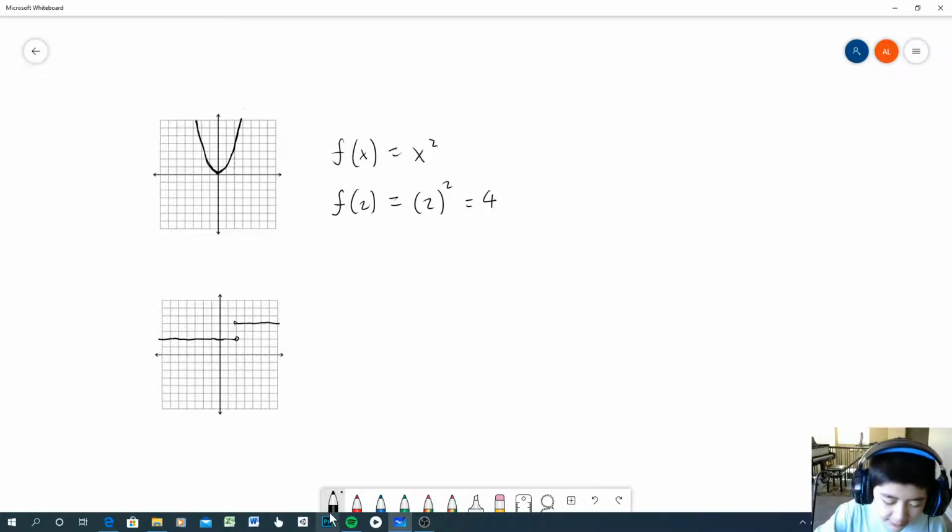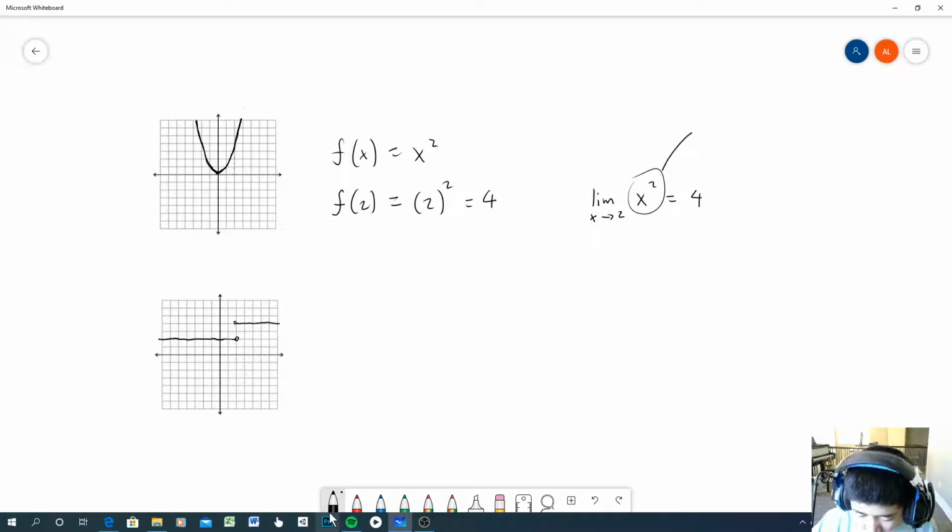Let's format this into a limit. So this is how to format a limit: the limit of x approaching 2, x squared, equals 4. Now, what does each part mean? We all recognize this part, that's the function. We all recognize this part, that is the result, or solution.